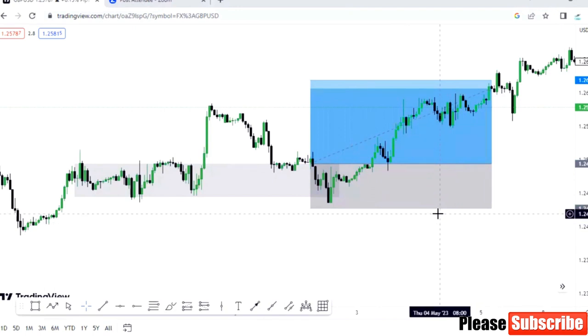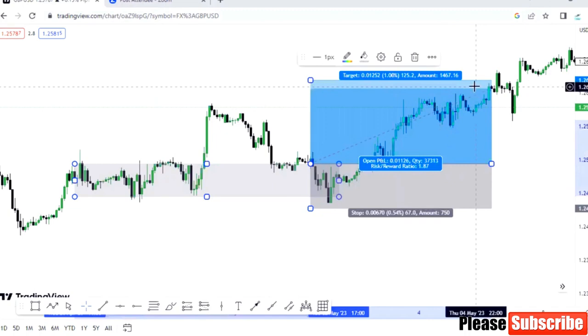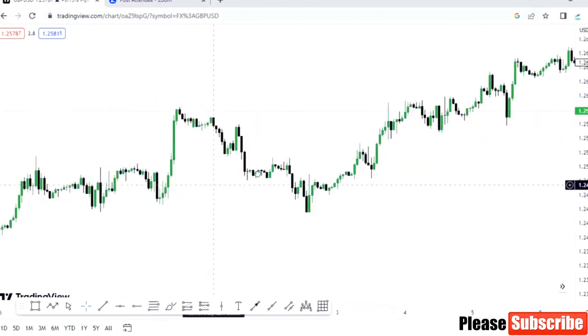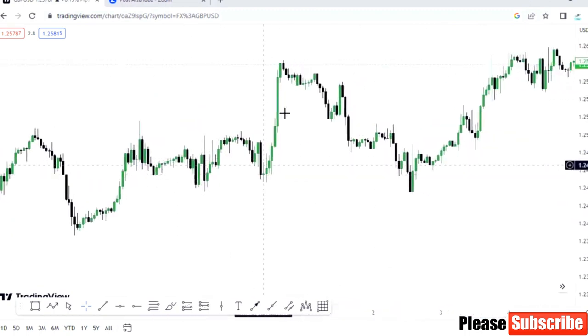Now order blocks are basically just supply and demand zones, but they are refined supply and demand zones, and this is what I'm going to be showing you guys. Let me take all of this. I'm still using this example. Imagine I want to buy off this. I saw the rally, the base and the rally, and I wanted to buy off this demand area. I want to capitalize on this.